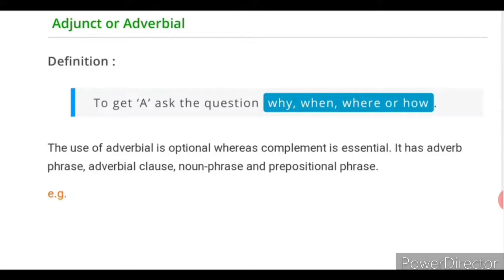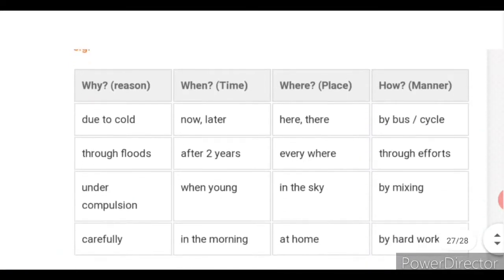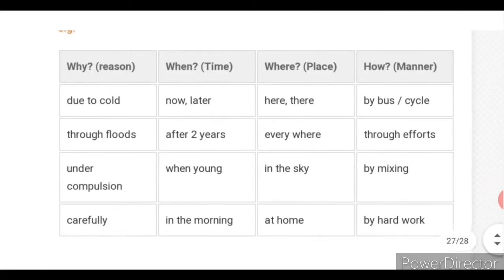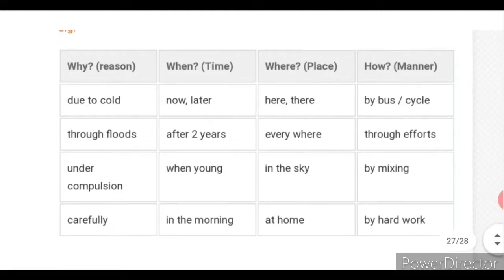Okay, now we are discussing the adjunct, we'll go through it. The use of adverbial is optional, whereas the complement is essential. It has adverb phrase, adverbial clause, noun phrase and prepositional phrase. Okay children, let us see in further detail. Yes, so I told you, to get the answer for the adverbial or adjunct, we have to put the question why, when, where, how.